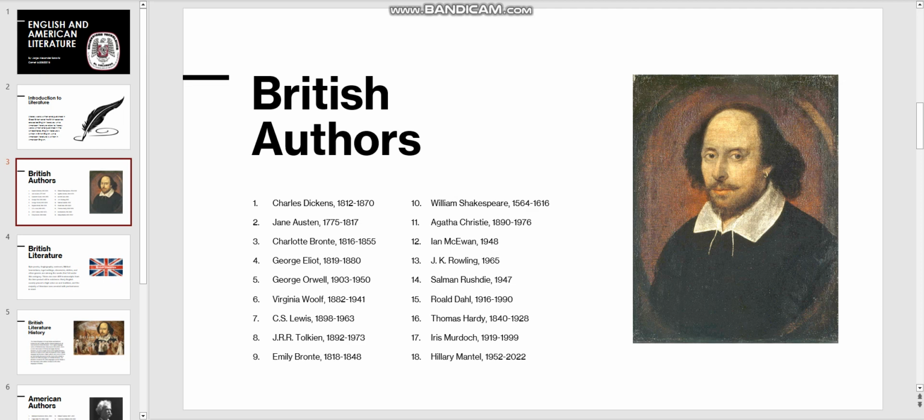One of these is Charles Dickens, George Orwell, Virginia Woolf, J.R.R. Tolkien, Emily Brontë, William Shakespeare, Agatha Christie, Lamb, and number 13 is J.K. Rowling, Salman Rushdie, Roald Dahl, Thomas, Iris. So this one is the famous British authors.